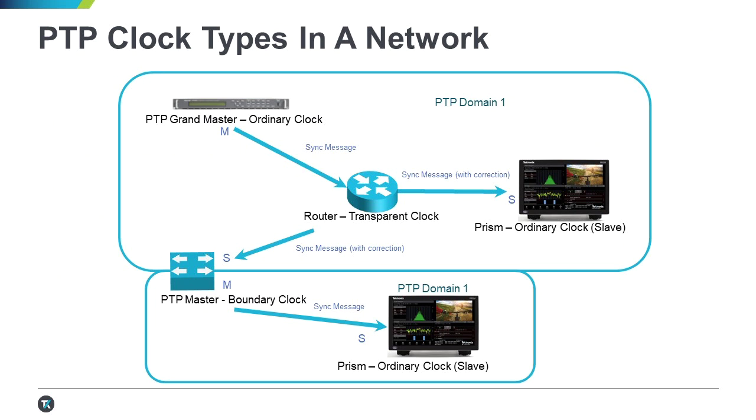So, if we had this situation here, where we had a grandmaster up here going down to a transparent clock, that transparent clock is sending out its sync with the correction factor to its slave. It's going to send out the sync with the correction to possibly a boundary clock. Now, the boundary clock will be a slave to him, but a master to everybody down below him. And it's an independent master on every single port.